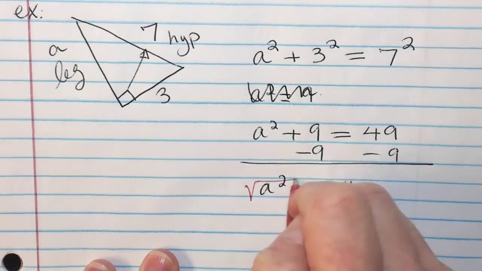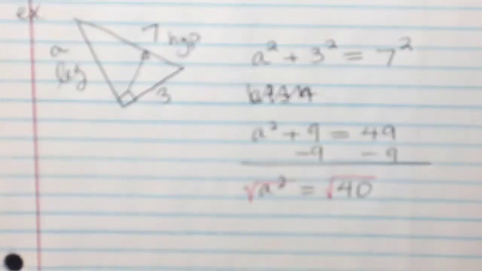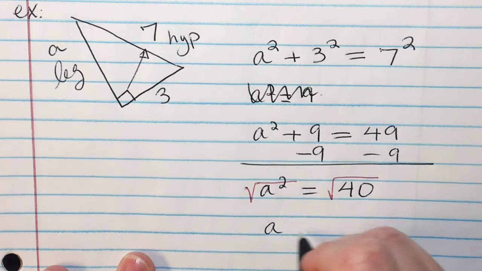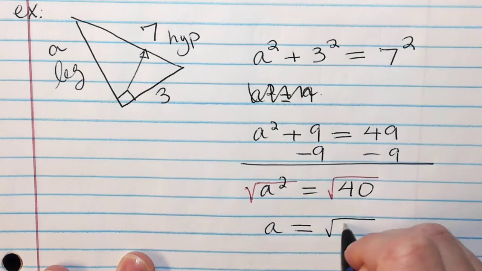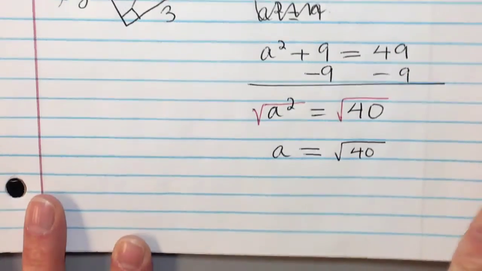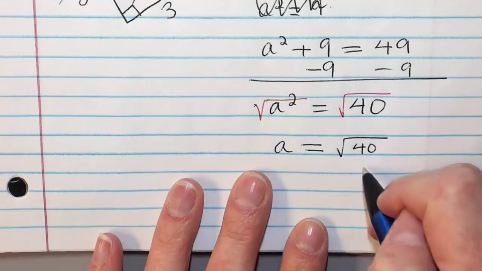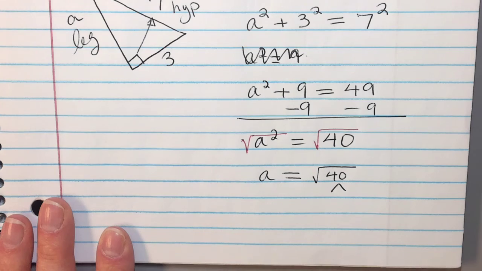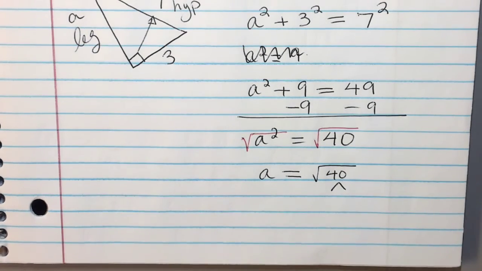Okay, we now need to take the square root of both sides because that square root removes the square. We'll get a equals the square root of 40. And we're not done. We have to see if we can break this down. Let me zoom out. How's that? Okay.